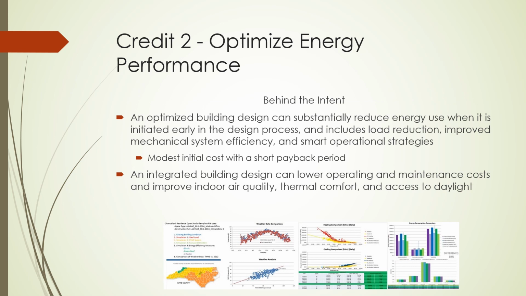The reason that this credit exists is the same as why the prerequisite exists. Optimizing the building design early in the design process will greatly reduce the energy use of the building and can also lower operating and maintenance costs, and it can provide better indoor air quality, thermal comfort, and access to daylight, which always improves people's health.